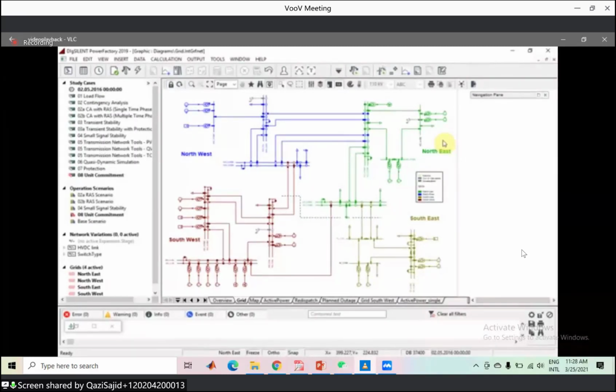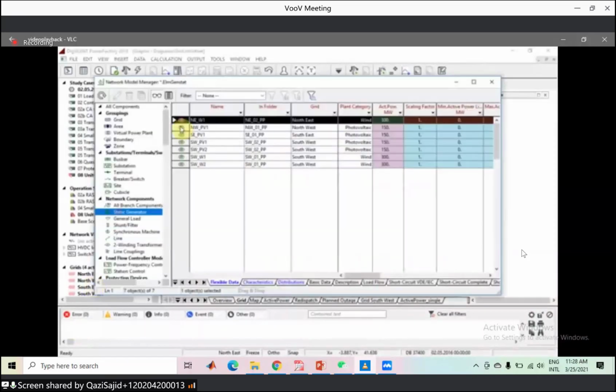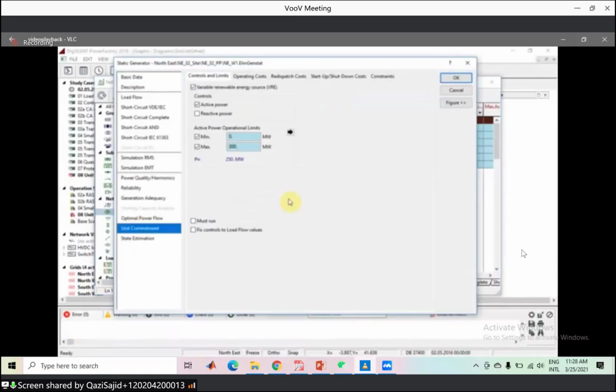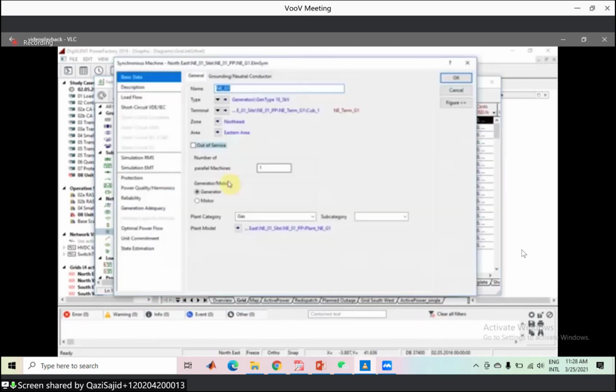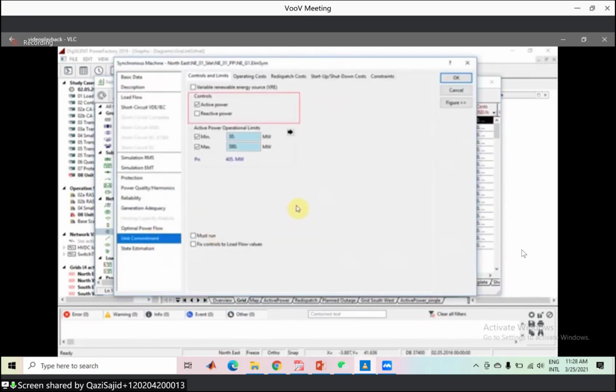Let us look at the unit commitment data of generating units. The unit commitment page is the same for synchronous machines and static generators. But if a unit is defined as a variable renewable energy source, or VRE, we can only enter costs for curtailment, as it is assumed that the unit is not normally dispatched. In this example, all static generators are flagged as VREs. We edit the synchronous machine, where the active power is selected as a control variable for the unit commitment.